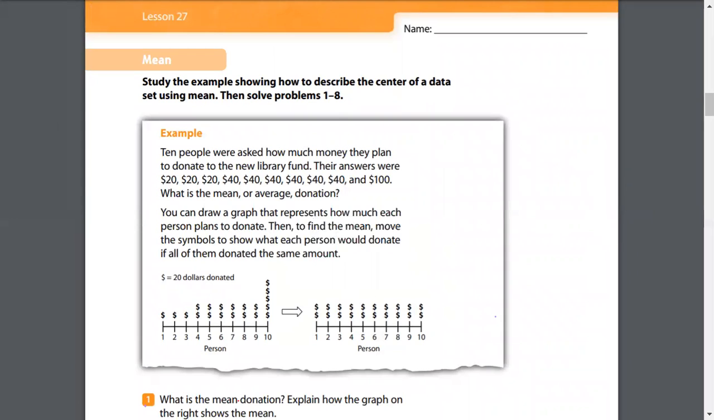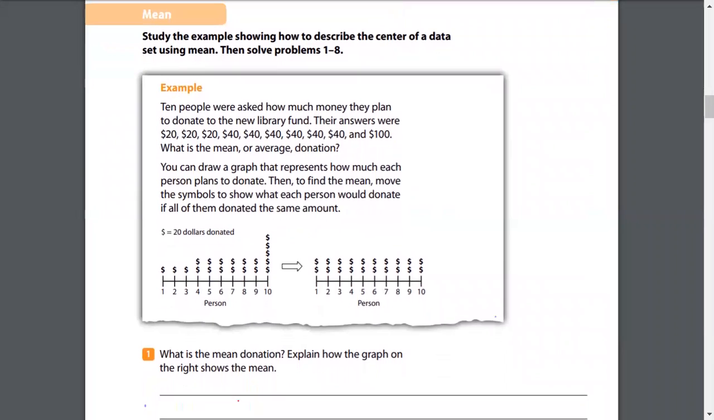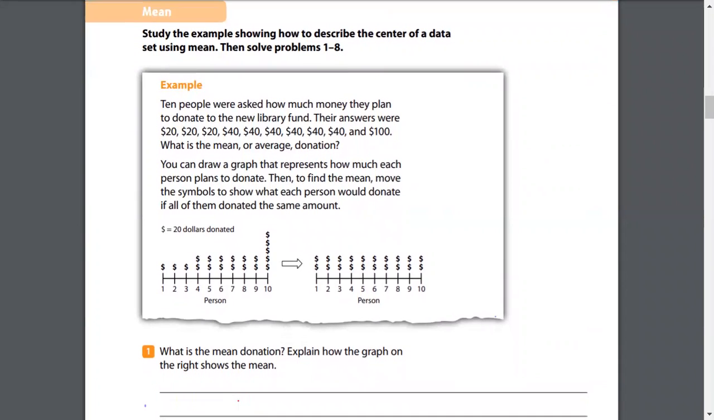Okay, so we have an example, and then we're going to solve problems 1 through 8. But of course, we're not going to give you all the answers to 1 through 8, but we're going to give you the majority of them. So you have 10 people who were asked how much money they plan to donate to the new library fund. The answers were $20, $20, $20, $40, $40, $40, $40, $40, $40, and $100. What is the mean or average donation?